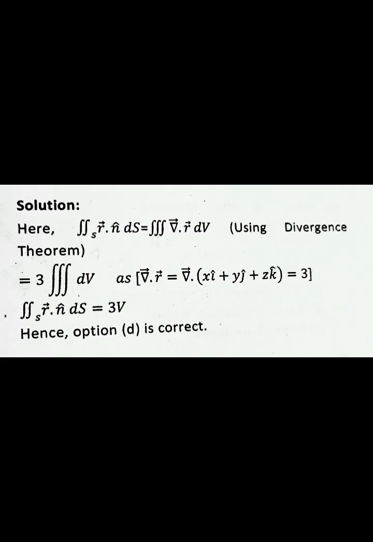By divergence theorem, we can write double integral over R dot n cap ds is equal to triple integral over del dot R into dv. Here del dot R is equal to del dot (xi cap plus yj cap plus zk cap), and this is equal to 3. So the integral value is equal to 3 into triple integral over dv. That is, double integral over R dot n cap ds is equal to 3V. So the answer is option D.